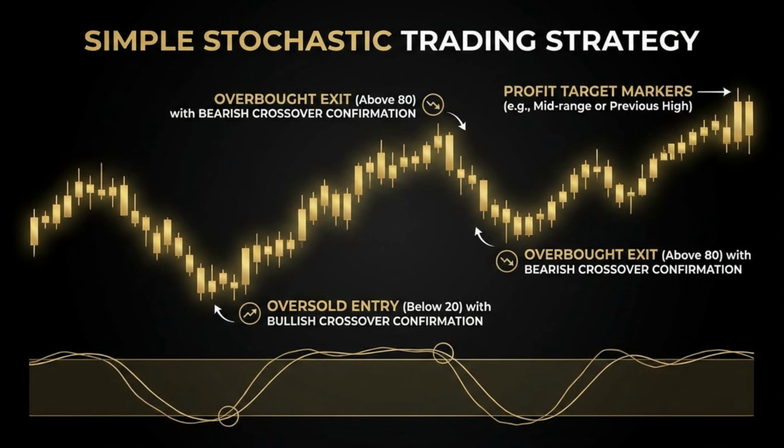upward movement. As price climbs and the stochastic oscillator rises above the 80 level, the market enters the overbought zone. At this point, traders watch closely for a bearish crossover, where the %K line crosses below the %D line, indicating that buying momentum is fading and a reversal may be near. This bearish crossover serves as an exit signal for long positions, helping traders lock in profits before a potential downturn. Some traders also use profit target markers, such as mid-range levels or previous highs, to further refine their exit strategy.